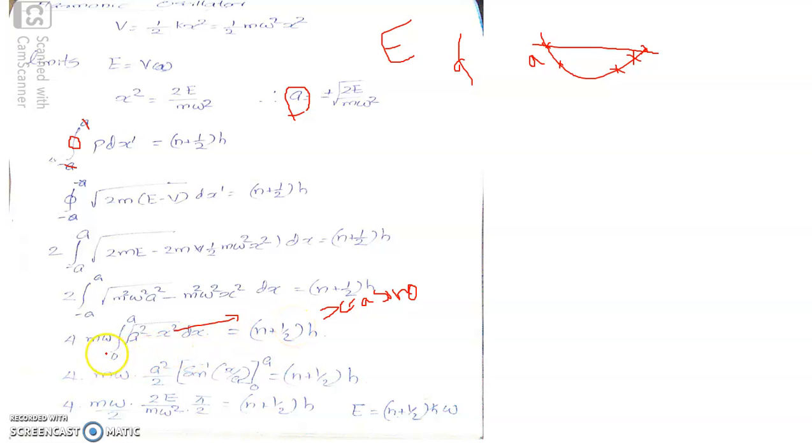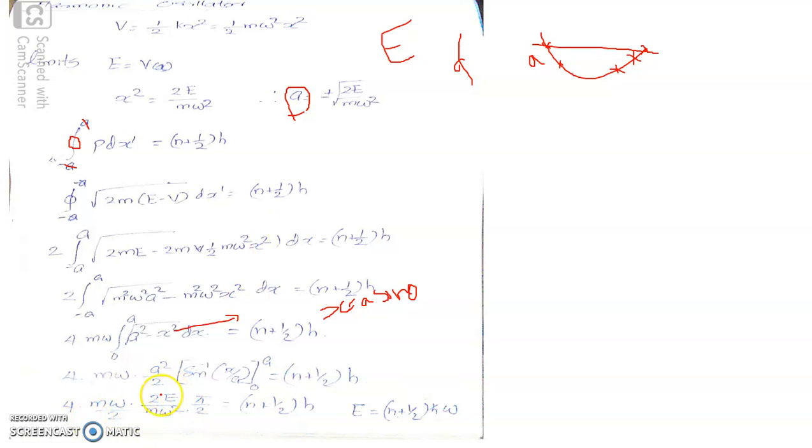But I recall this result: the integral of root a square minus x square is a square by 2 sin inverse x by a. So let me use that flexibility. I have evaluated this integral, a square by 2 sin inverse x by a, in the limit 0 to a, equal to n plus half h for m omega by 2 a square. See, look at this expression. a square is nothing other than 2E by m omega square, so it is written here as 2E by m omega square, because I am interested in evaluating the energy eigenvalue.